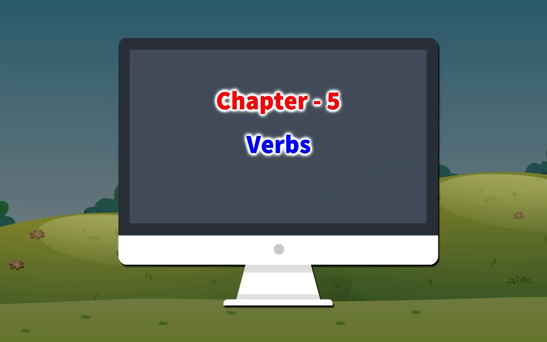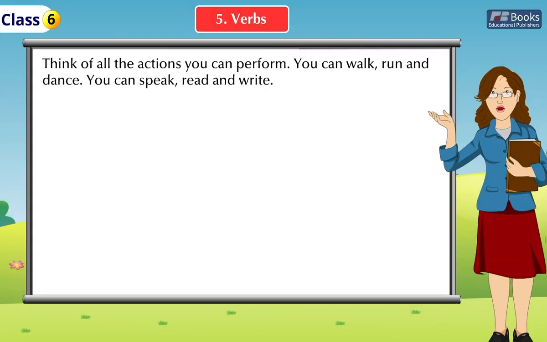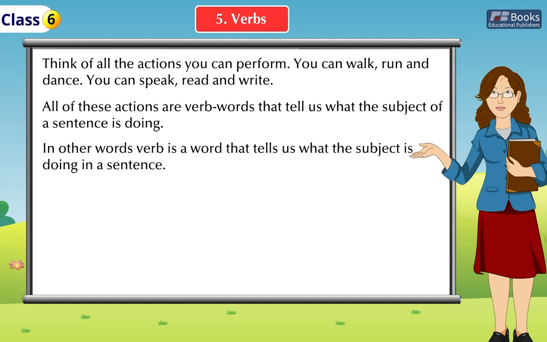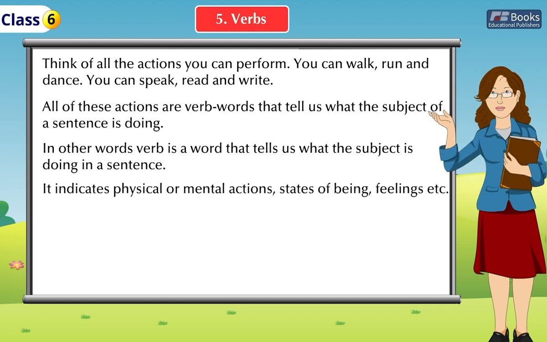Chapter 5: Verbs. Think of all the actions you can perform. You can walk, run, and dance. You can speak, read, and write. All these actions are verb words that tell us what the subject of a sentence is doing. In other words, a verb is a word that tells us what the subject is doing in a sentence. It indicates physical or mental actions, states of being, feelings, etc.